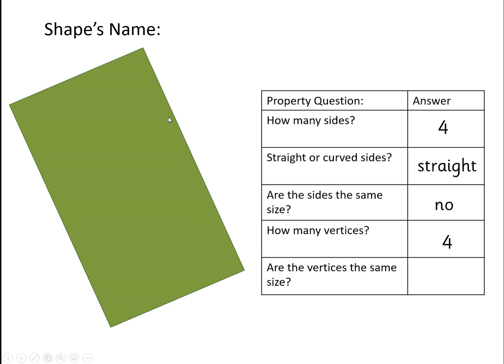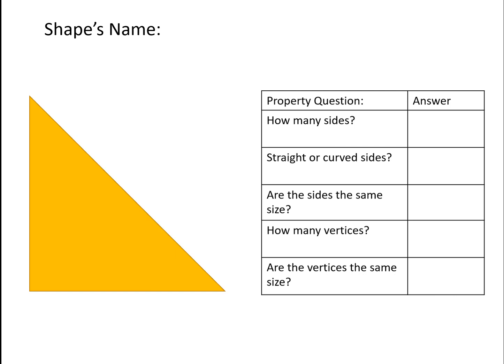And are the vertices the same size? Are the angles the same size? Well, they're all right angles, so yes. So, do you know the name of that shape? That's right, it's an oblong. Well done. So here's the next shape.